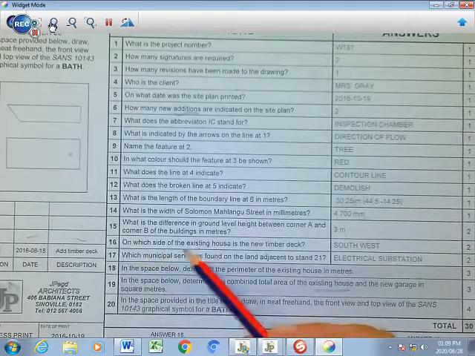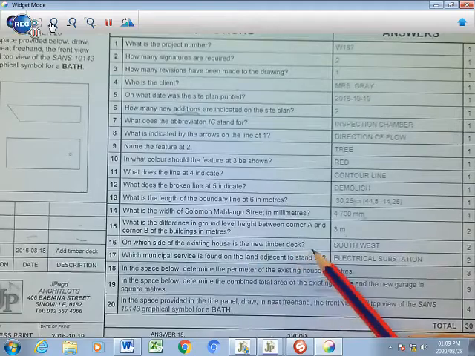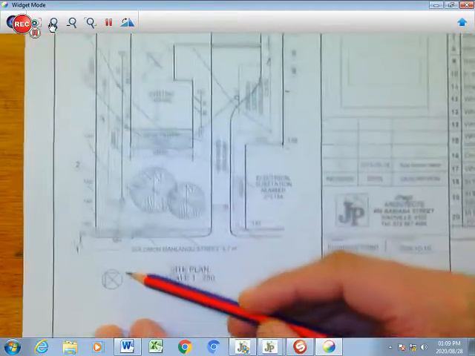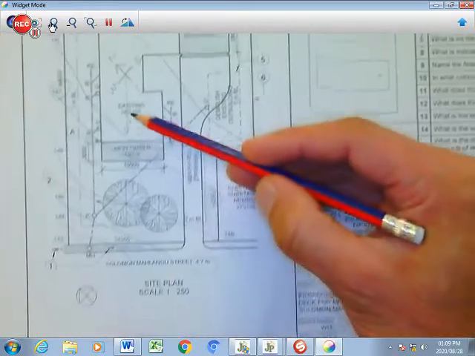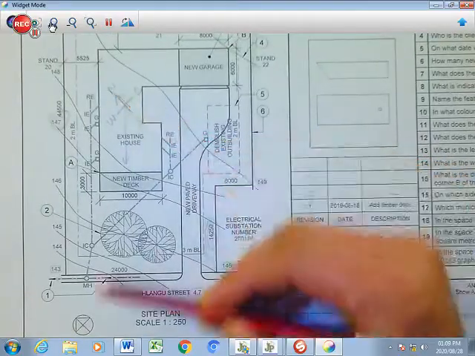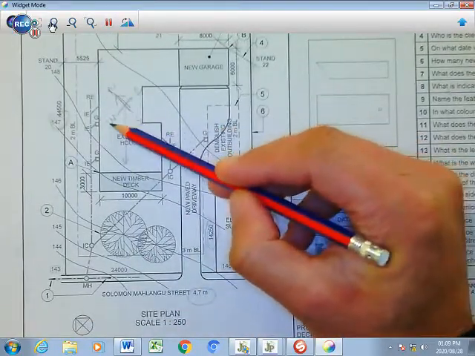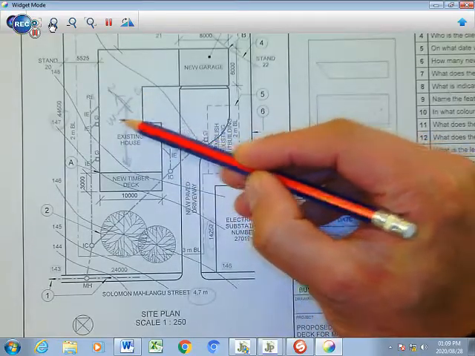On which side of the existing house is the new timber deck? It says southwest. How do you get that? There is your symbol. That's your symbol over there. I would suggest you put the symbol perfectly in the middle there, and you have north facing on top, south here, west that side, east that side. The timber deck is here, so it is between south and west, which is southwest.